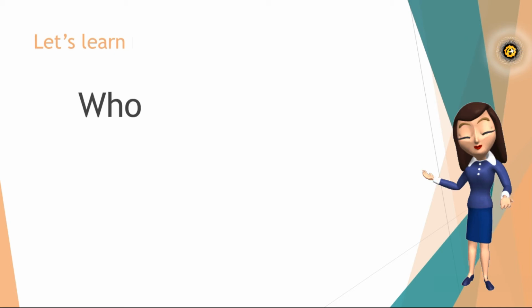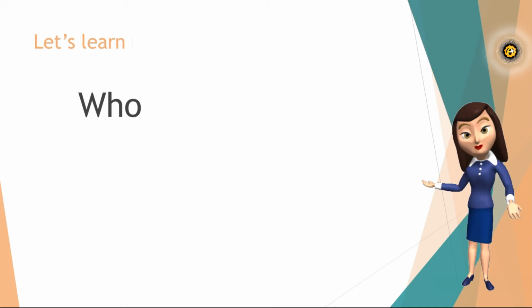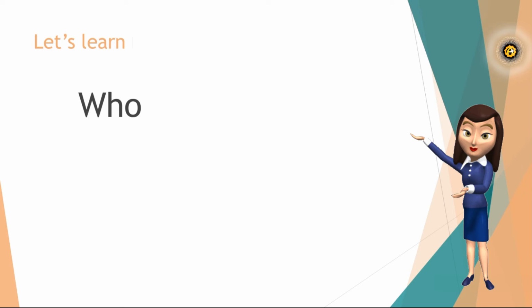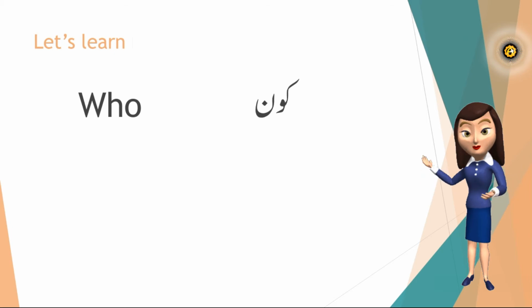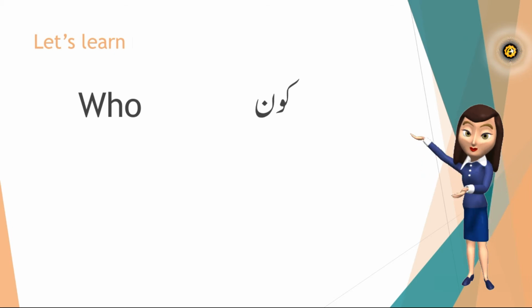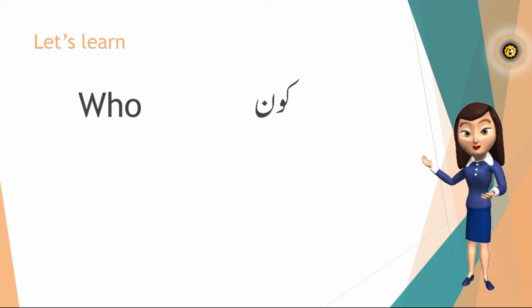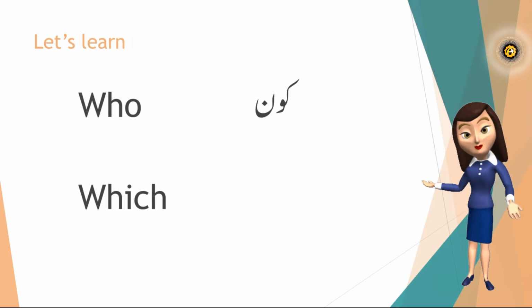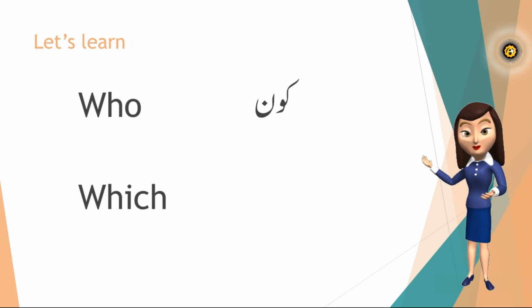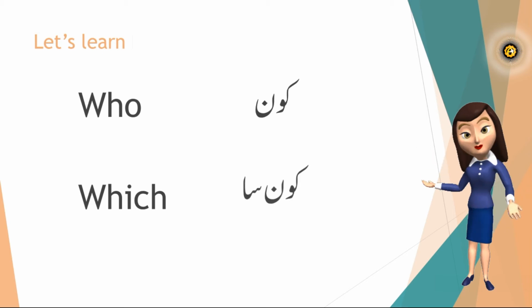Alright, now let's learn to say who in Urdu. In English, when we are asking about someone, we say who. And in Urdu, it is kaun. Kaun. Then, in English, we say which. We ask a question, we say which or which one. And in Urdu, it is kaun sa.